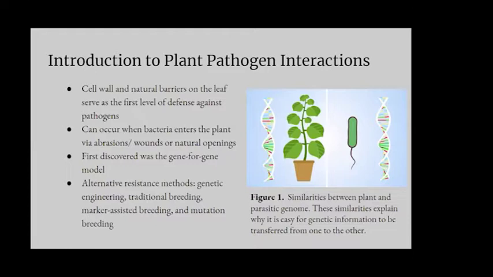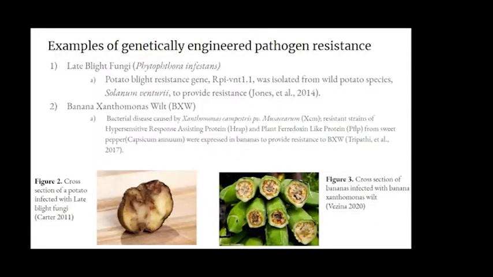With further research and advancement of technology, it was discovered that plants can build resistance with genetic engineering, traditional breeding, marker-assisted breeding, and mutation breeding. So there are multiple examples of genetically engineered pathogen resistance present in the world today, and I'm going to talk about two of them right now.